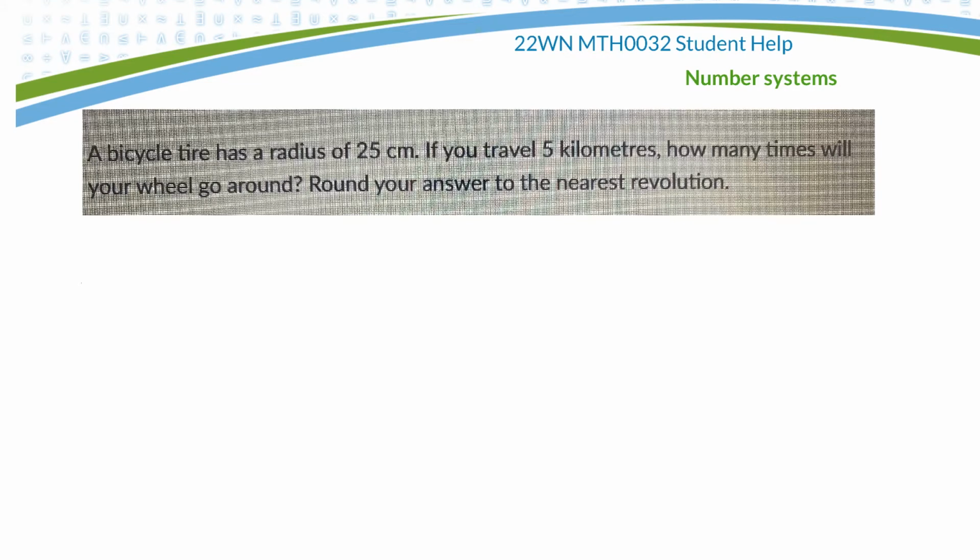All right, here's a good question. It says the bicycle tire has a radius of 25 centimeters. Okay, radius 25. And then they travel 5 kilometers. Now hold on, I got to get those units the same.